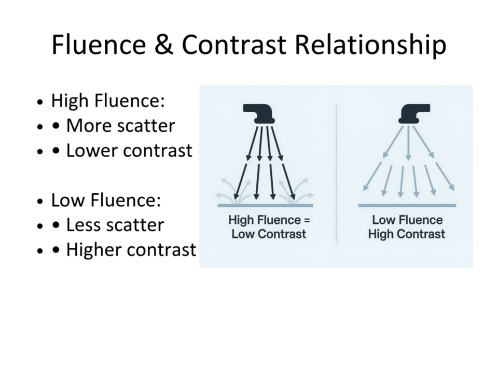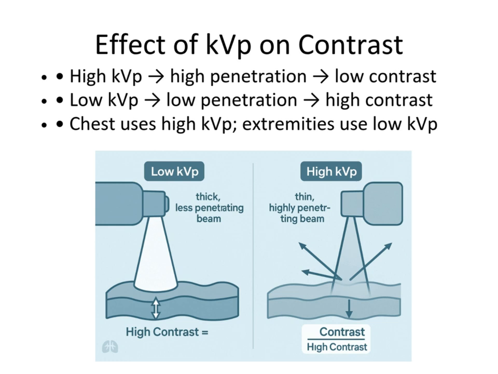While MAS controls photon fluence, KVP controls penetration. And penetration also changes contrast. High KVP, high penetration, more scatter, low contrast. Low KVP, low penetration, less scatter, high contrast. This is why chest X-rays use high KVP for low contrast and extremities use low KVP for high contrast.